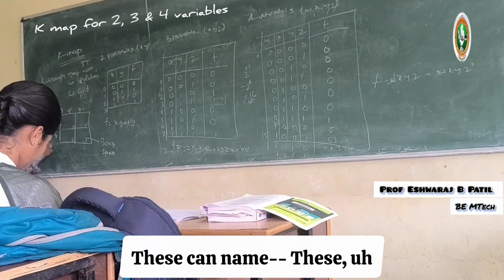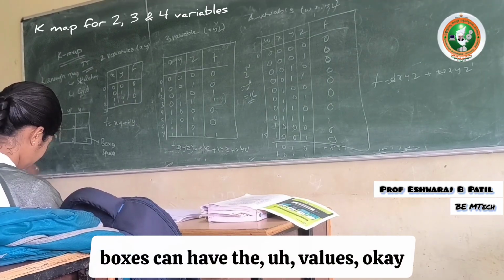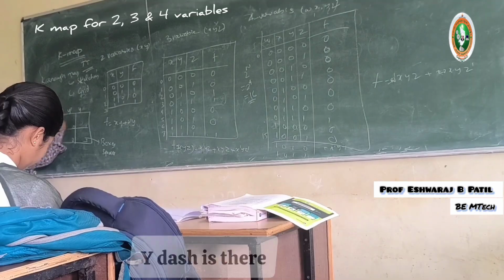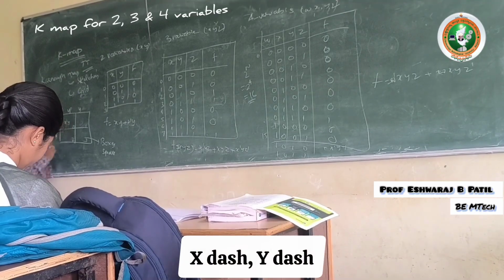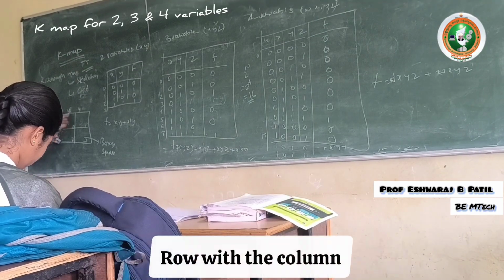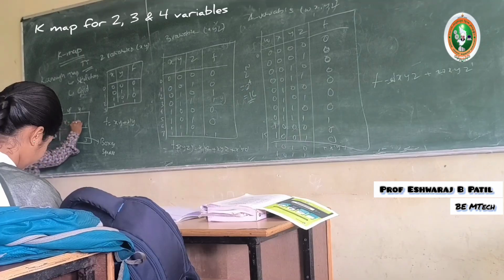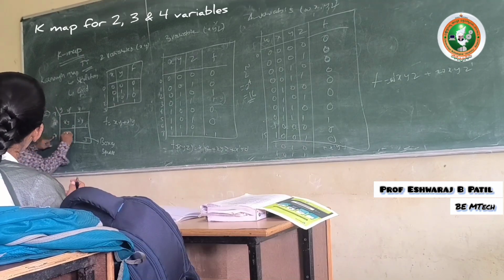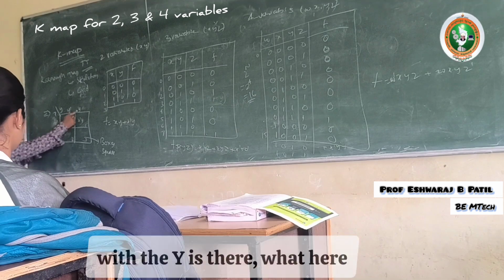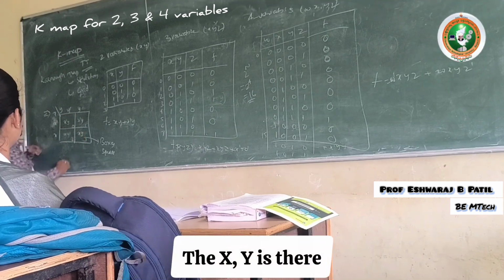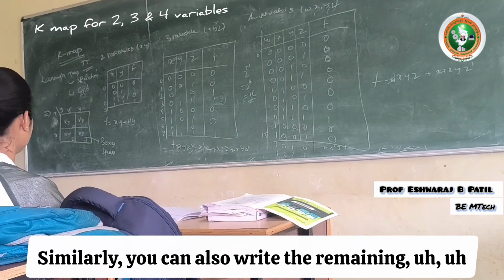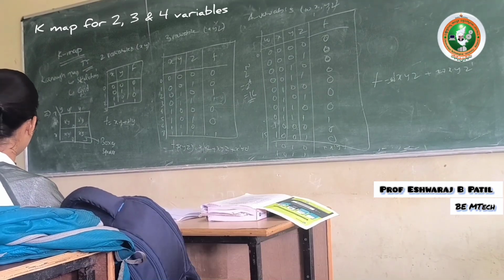These boxes can have values. This is x dash y dash. Multiply the row with the column. X dash y is there. This is x y dash. This is x multiplied with y, so x y is there. Similarly, you can also write the remaining variables for the 3 and 4 variable K-maps also.